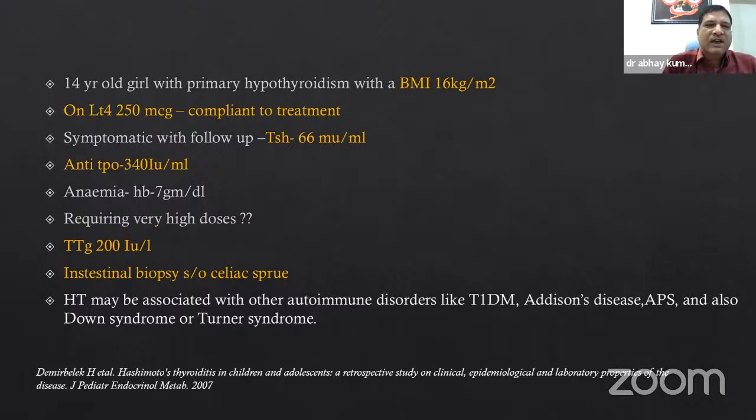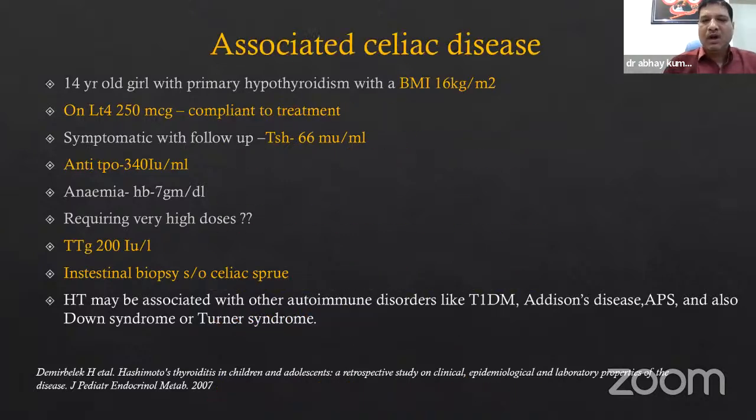So you just treat the celiac disease by avoiding all those gluten-containing foods in the diet; automatically the requirement comes down, and automatically the TSH will be normal. So autoimmune disorders like type 1 diabetes, Addison's disease, autoimmune polyendocrine syndromes, Down syndrome, Turner syndrome might be associated with celiac disease. So one should keep in mind, if a primary hypothyroid patient is requiring a very high dose of replacement, probably one should consider celiac disease, and that will give a clue for the very high requirement.